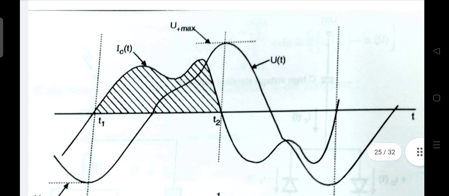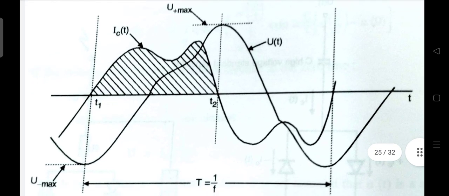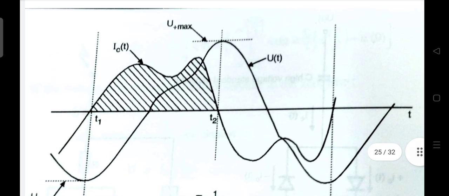Here we can see the waveform for our peak reading meter. So Umax is given, and u(t) is a signal for voltage and i_c(t) is a signal for current. So this is for the peak reading meter to measure the impulse voltage or peak value of high voltage.